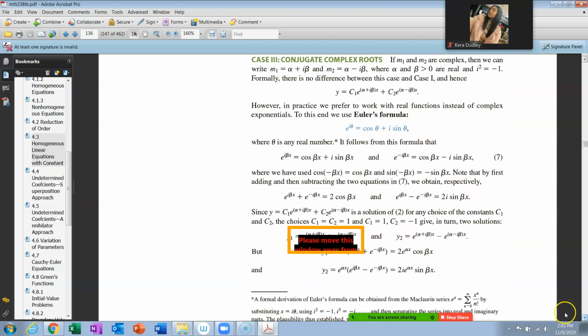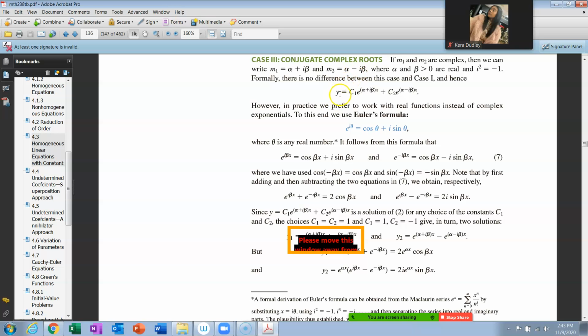Case 3, that's when m1 and m2 are both complex numbers. They happen to be complex conjugates of each other. Now here's what they turn out being. m1 is alpha plus i beta. m2 is alpha minus i beta. Complex conjugates of each other. Alpha and beta are both positive, real numbers. The i squared is minus 1, meaning i is the square root of minus 1.